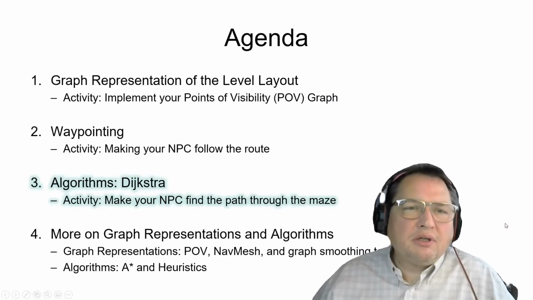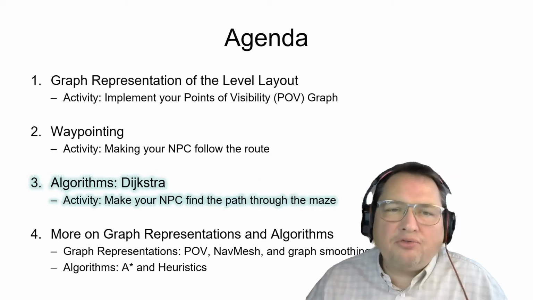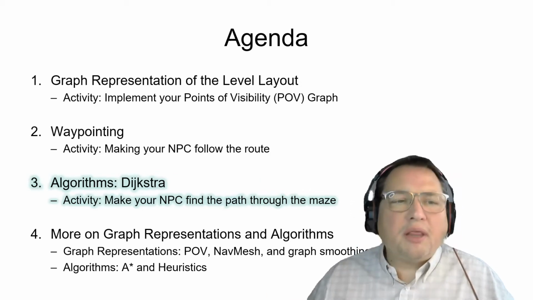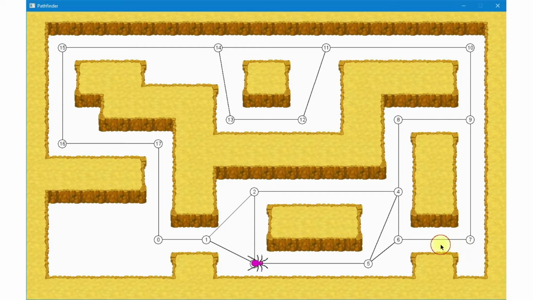Previously in the series, you should have learned how to create a representation of the level layout using a graph, and also how to make your NPC follow the route using waypoints. These are both essential prerequisites for the Dijkstra algorithm, so if you haven't watched them, you should. You should also have completed practice programming activities, getting the spider follow a simple waymarked route.